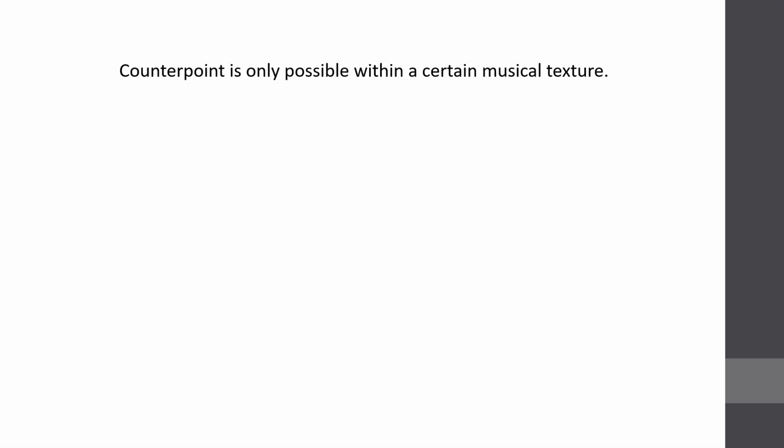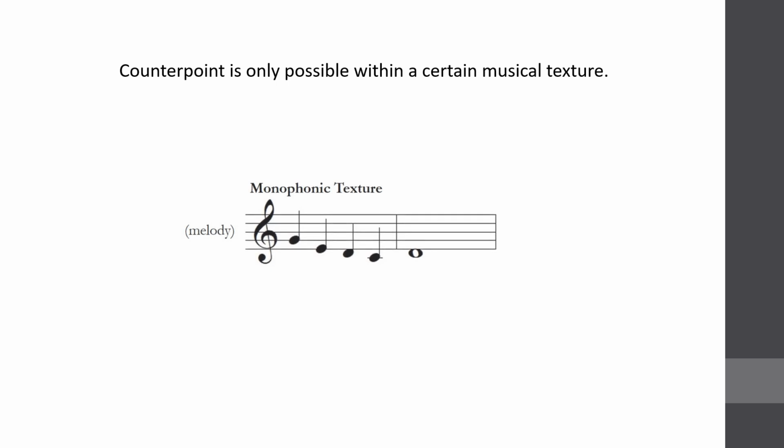Counterpoint is only possible within a certain musical texture. To understand this, let's briefly look at a few musical textures. A monophonic texture is a single melodic line, and therefore writing note against note is simply not possible.